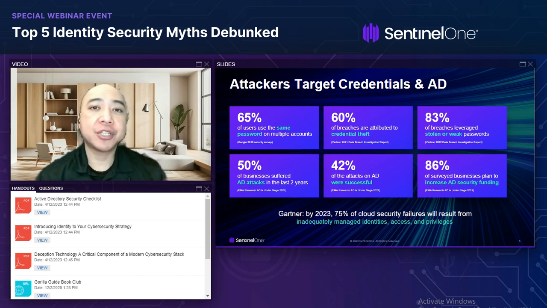And the cloud also has its share of identity-related breaches. Gartner's estimating that most, if not a vast majority of cloud security failures will result from improperly configuring identity security.